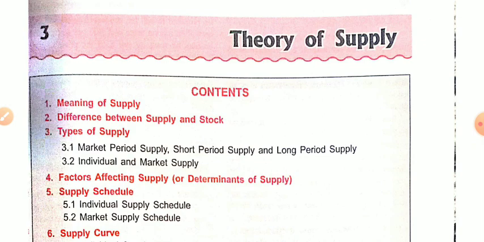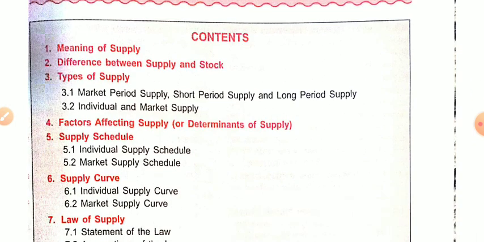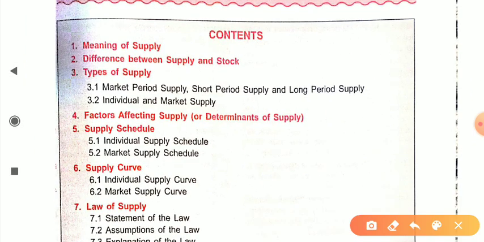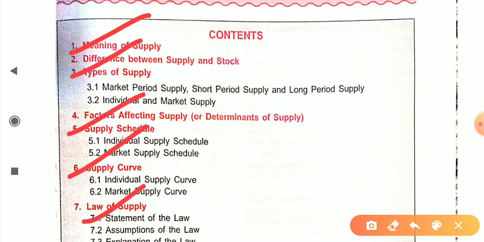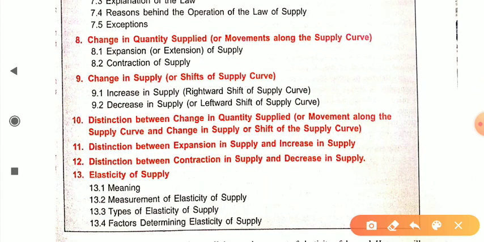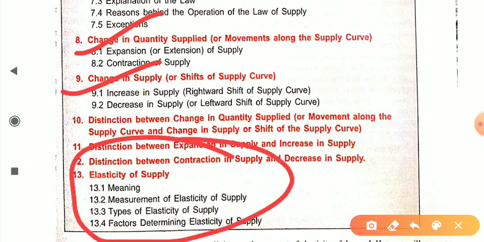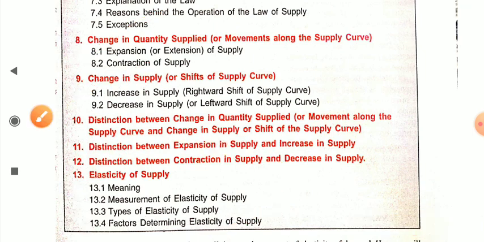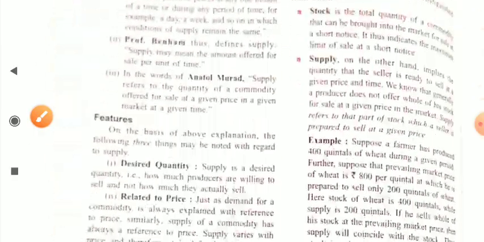Dear student, today we are going to do our last topic from theory of supply, which is elasticity of supply. In this chapter, we have already done meaning of supply, types of supply, supply schedule, supply curve, and law of supply. We already did this in our previous video. We did change in quantity supplied and change in supply. Today we are going to do elasticity of supply. So let's begin with this particular topic.